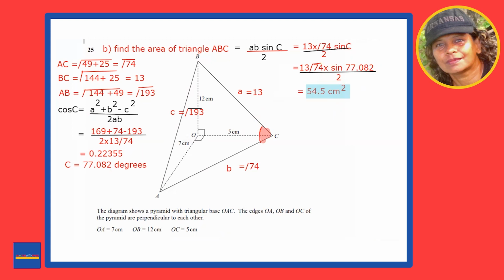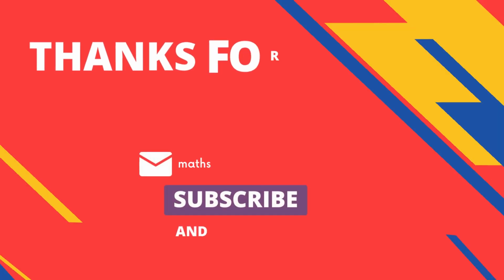I hope you understand what I have explained in this question. This part is slightly complicated because we do have to have a thorough knowledge of Pythagoras theorem. We also have to have a thorough knowledge of finding the area of a triangle for non-right angle triangles, and we have to know how to apply the cosine rule for non-right angle triangles. But that's all for now.